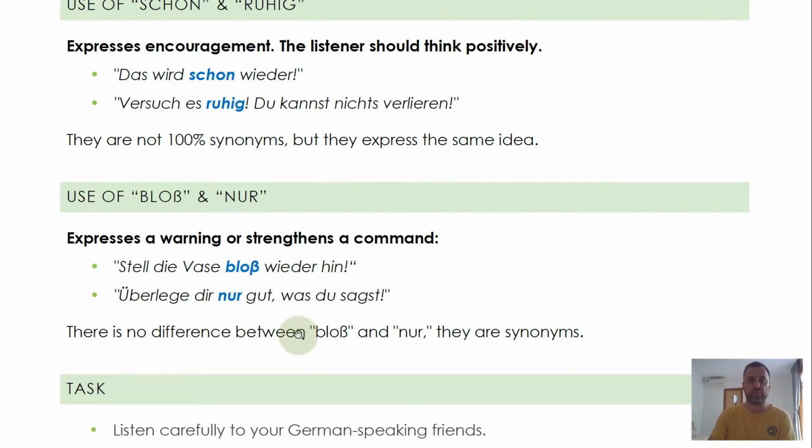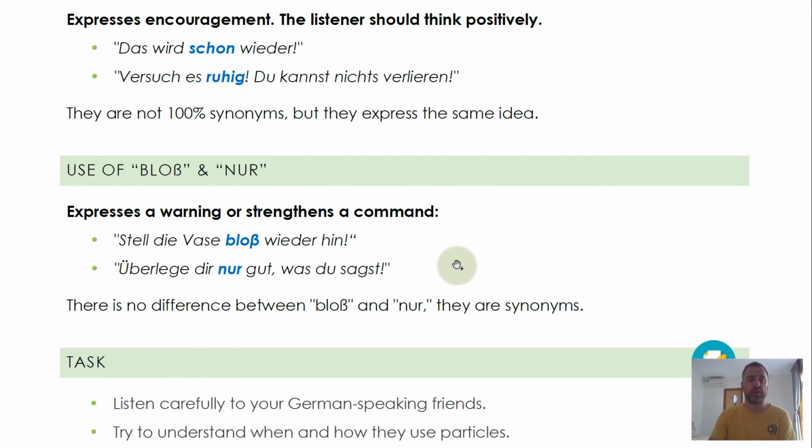We also have bloß and nur. They are, again, 100% synonyms and express a warning, or they strengthen a command. Stell die Vase bloß wieder hin. So, put the vase down again. So, here, we strengthen the imperative to make it less friendly. Well, imperative is always unfriendly, but we really want to highlight you don't have another option. If you do that, you will be in big trouble.